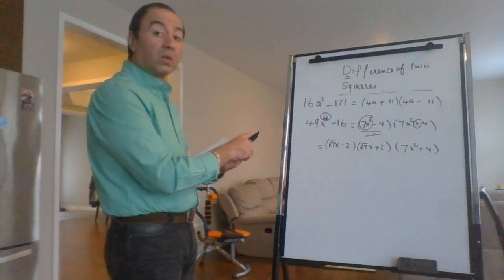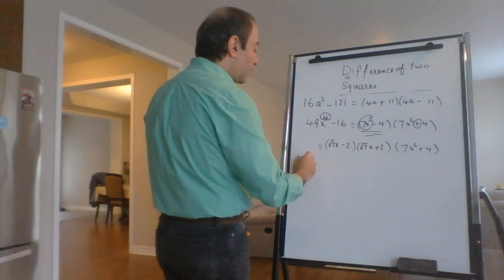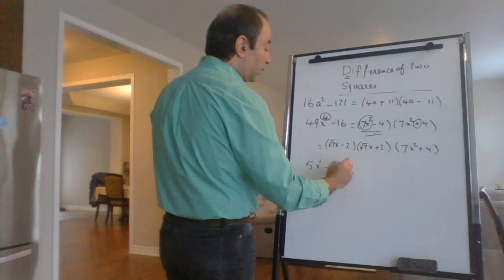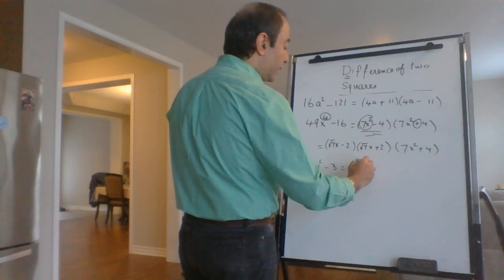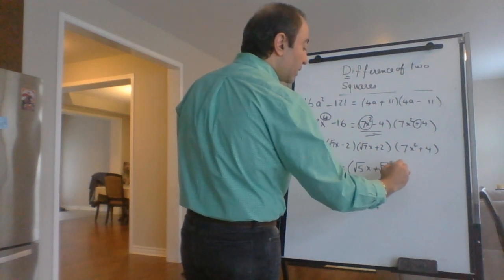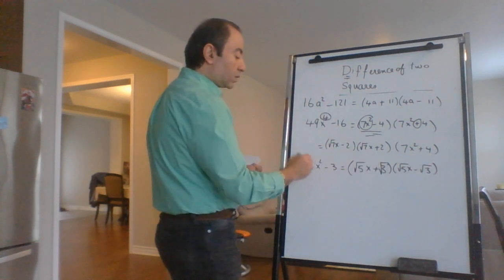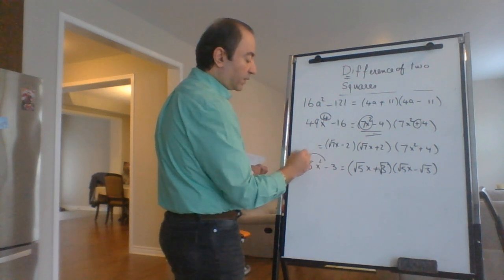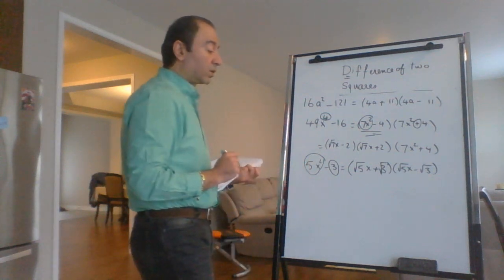Okay, so this is the first part. So for example, if you have 5x squared minus 3, we can still factor this. We can write this as square root of 5x plus square root of 3, square root of 5x minus square root of 3, because we can get the square root of that and the square root of that, so we can factor it this way.